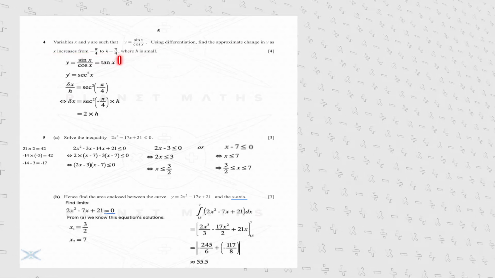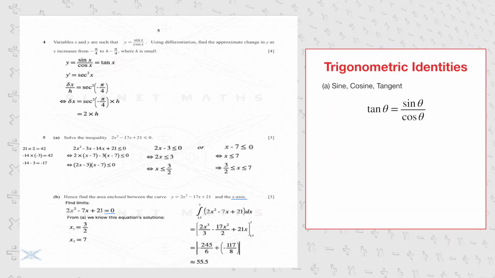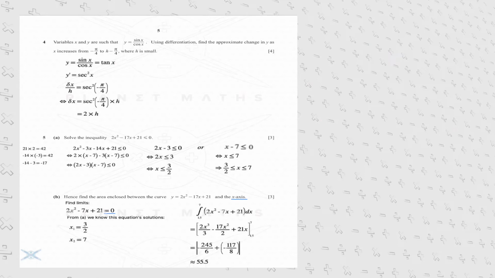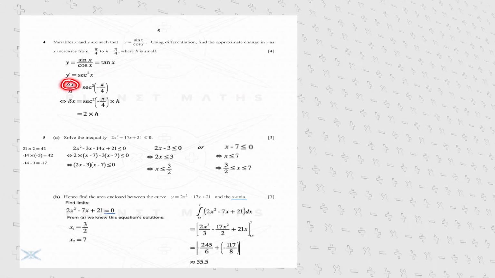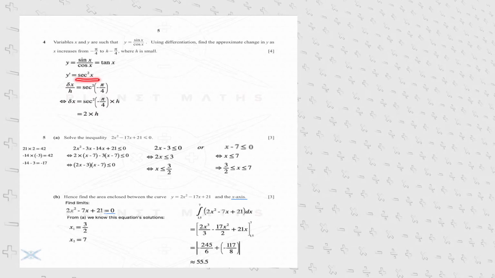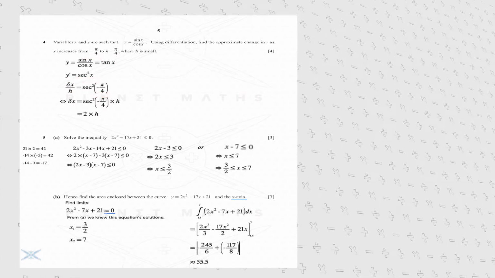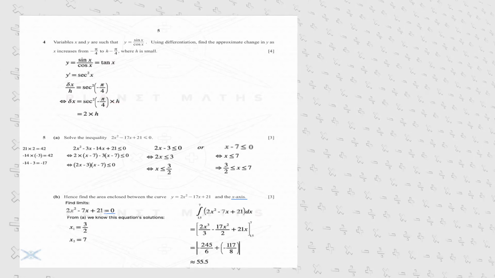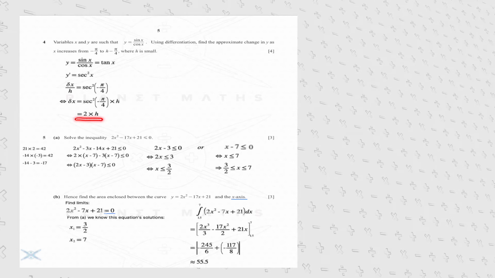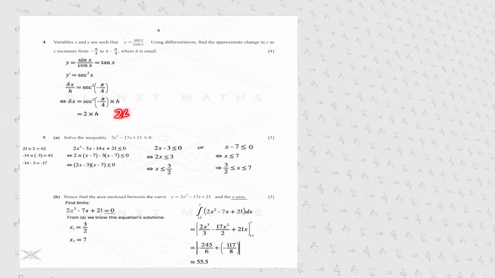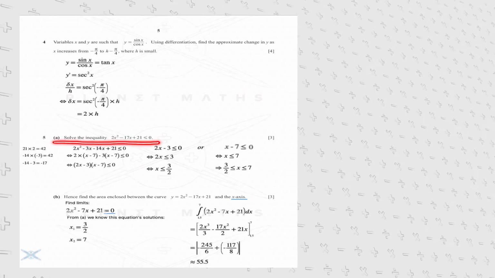Firstly, using trigonometric identities we will rephrase our expression to y equals tangent of x, which we then can easily differentiate. To determine the approximate change of x, we multiply the first derivative for x equals negative pi quarters with h, and after simplification we can conclude that the approximate change equals 2 multiplied by h, or just 2h.